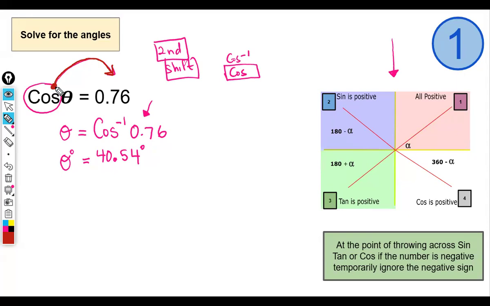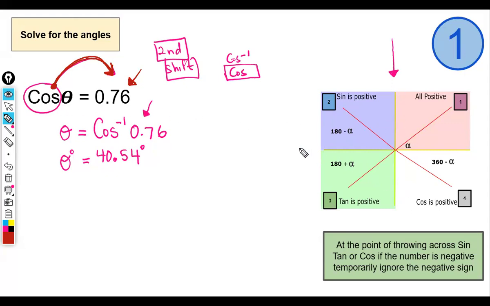At the point in the question when you are throwing across the trig function, look at the number on the other side of the equal sign. Today's number is 0.76. When you throw it across the sine, tan, or cosine, ask yourself, is the number waiting on the other side positive or negative? Today's number is positive. So this is one of the easy questions. So today's first question is a positive type of question. So it's a cosine question and it's positive.